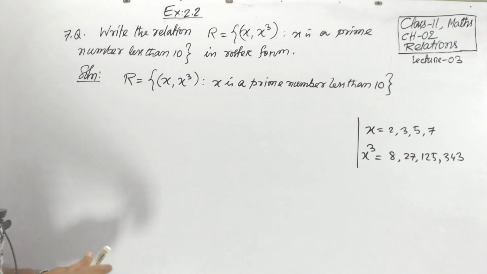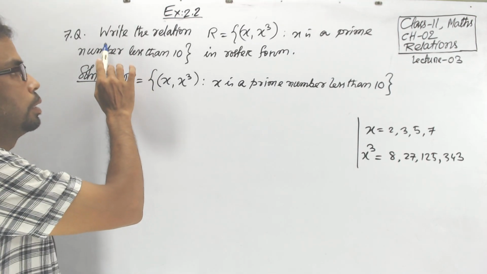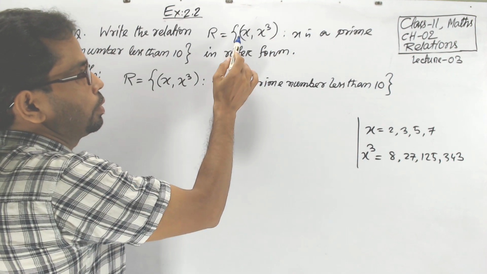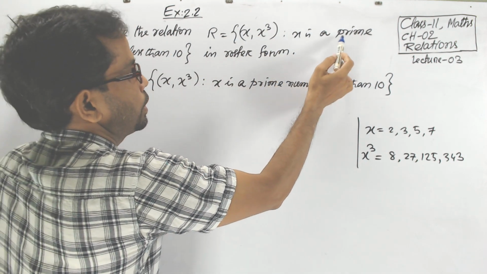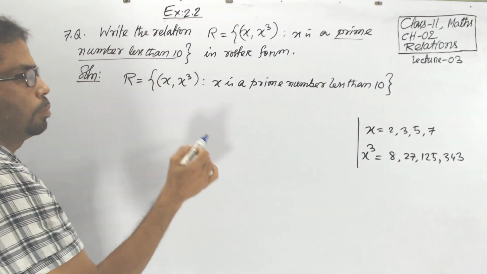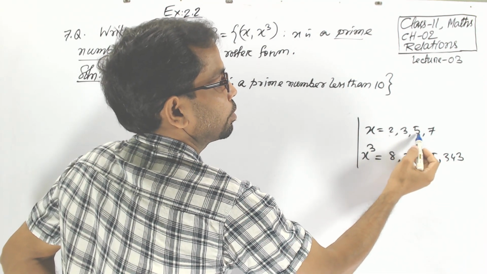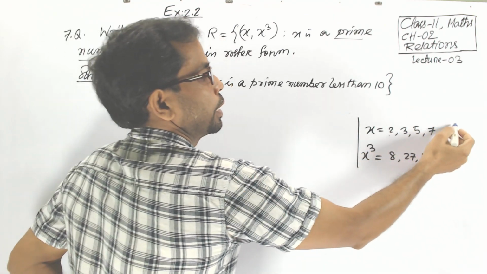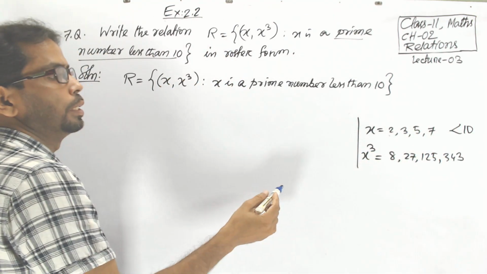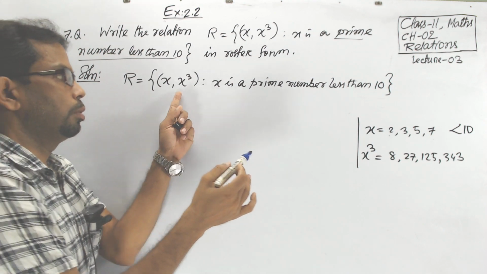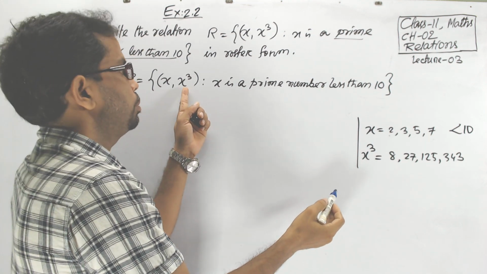Next, question number 7. The relation is made by x cube in which x is a prime number less than 10. Prime number less than 10, that means 2, 3, 5, 7. These are the prime numbers which are less than 10. And then the corresponding values of y, that means second component, must be x cube.